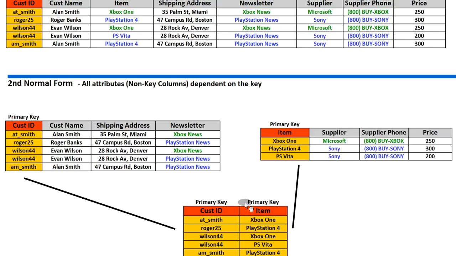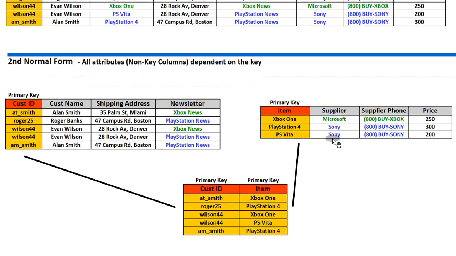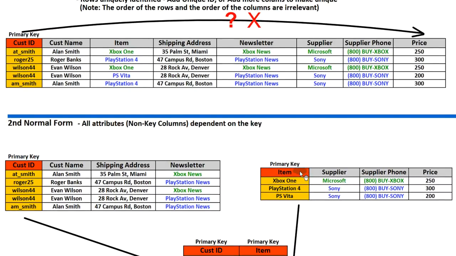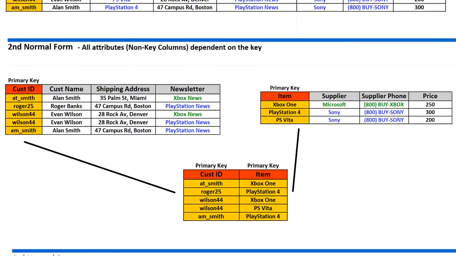So the transactions are here, and now this and this are lookup tables. So basically AM Smith bought an Xbox One. Who is AM Smith? Who is that guy? Well, his name is this, he lives here, and he subscribed to this. What's Xbox One? Well, Xbox One is supplied by Microsoft. This is how you buy more of it if you run out, and this is the price. So this is now in second normal form because every attribute depends on the key. We separated them out. Great.